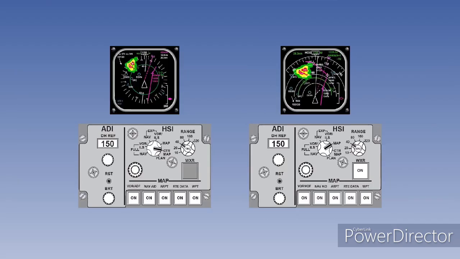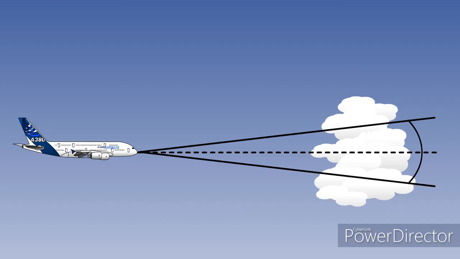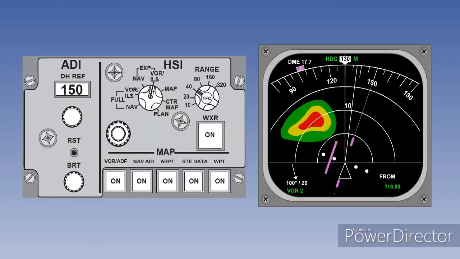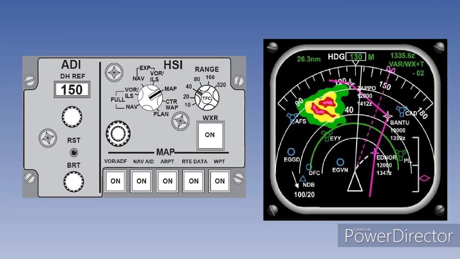It is possible for pilots, independently of each other, to select any of the modes we have looked at. Weather radar is available only in 3 modes. These are Expanded VOR, Expanded ILS, and MAP. It cannot be displayed in any other modes.